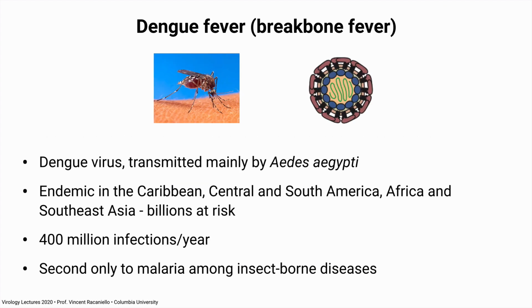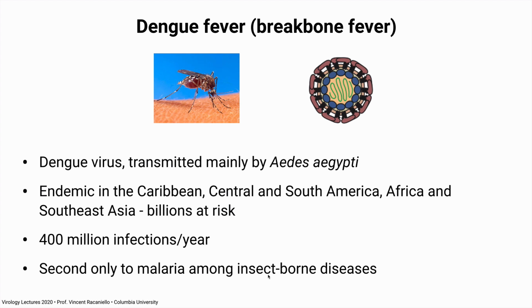Let's talk about an example of immunopathology caused by antibodies. And the example here is dengue fever or breakbone fever. This is caused by dengue virus, a flavivirus transmitted by Aedes aegypti mosquitoes. It is endemic in areas where these mosquitoes are numerous: the Caribbean, Central and South America, Africa, and Southeast Asia. Billions of people are at risk for infection. And we see at least 400 million infections a year.